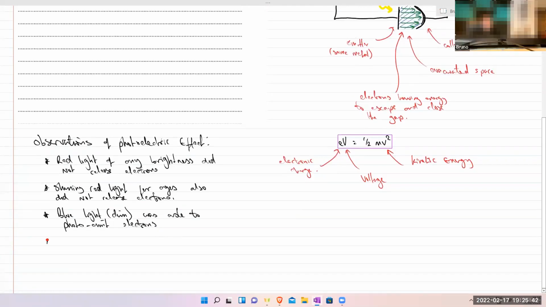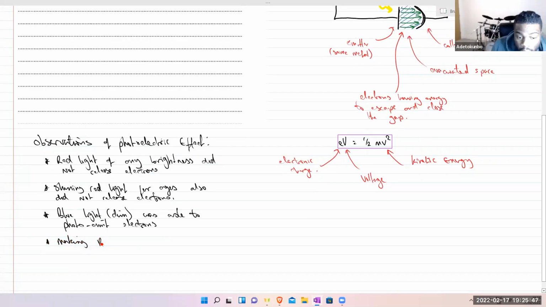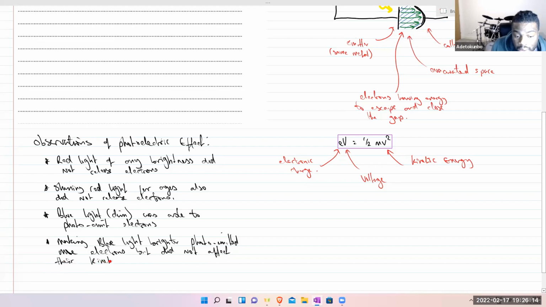The fourth observation was that making blue light brighter photoemitted more electrons, but did not affect their kinetic energies.